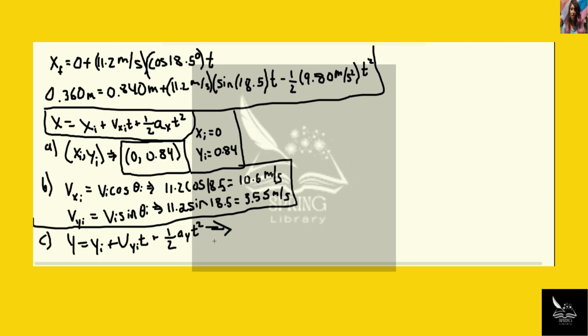Moving along here, we can go ahead and plug in what we know. 0.36 is the final position for the y. So for this one, there's the final position sitting right there. So we'll put this in first, 0.36. The y initial position is 0.84. So we'll put that in here, filling it in.